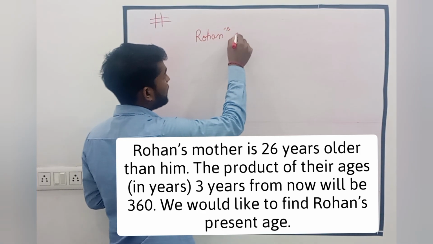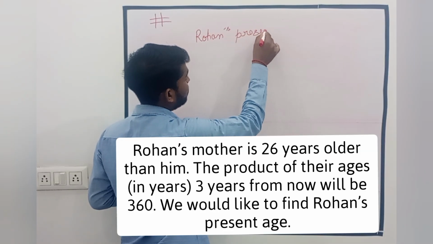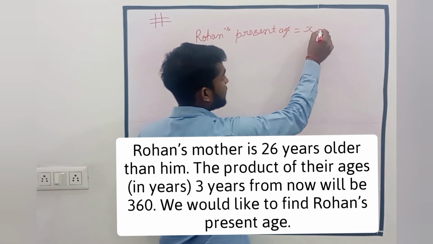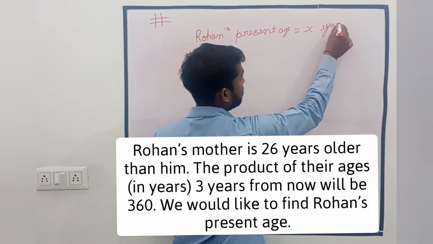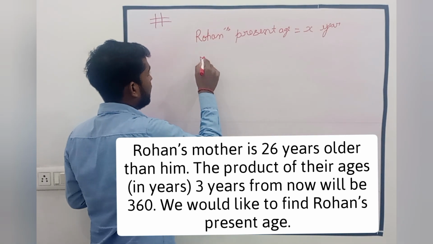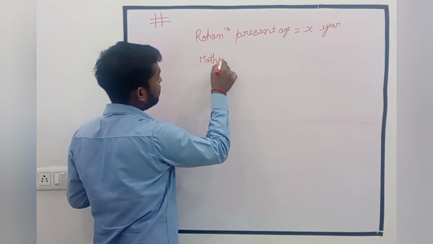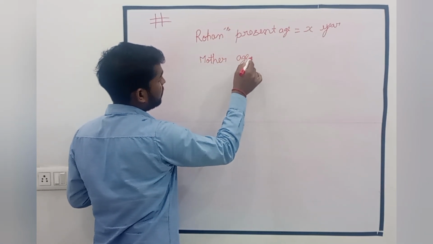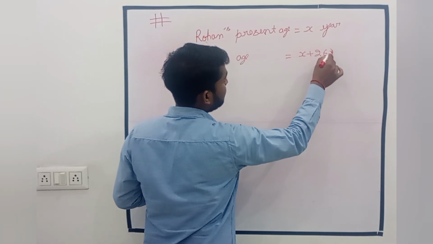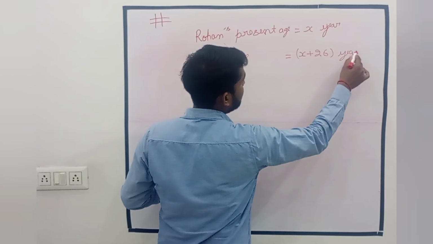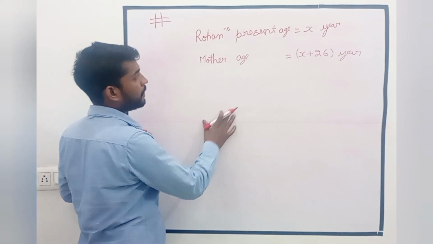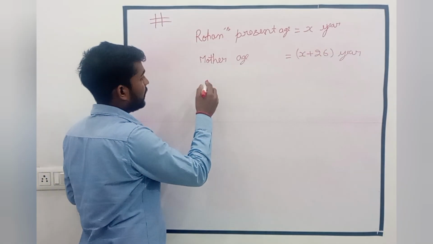Rohan's present age equal to x years, and his mother is 20 years older than him, and this is the mother's age of Rohan. They are asking us for the product of their ages after 3 years.